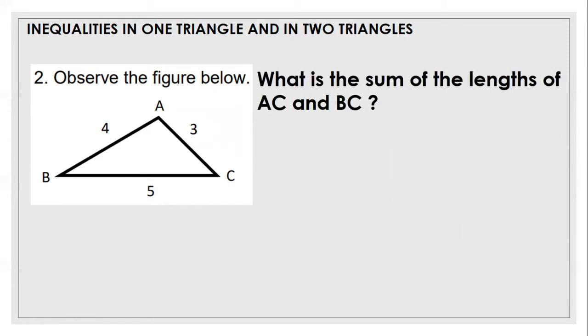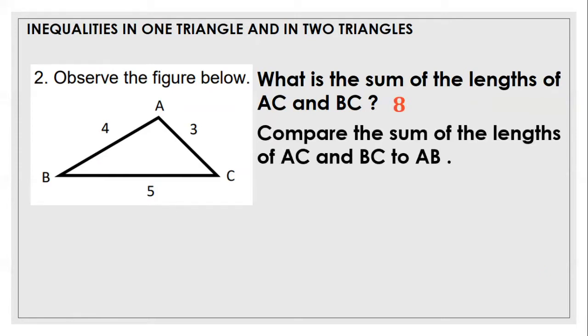Okay, next we have, what is the sum of the lengths of AC and BC? We have 3 plus 5 equals 8. Okay, compare the sum of the lengths of AC and BC to AB. So the measure of AB is 4. 8 is blank than 4. 8 is greater than 4.